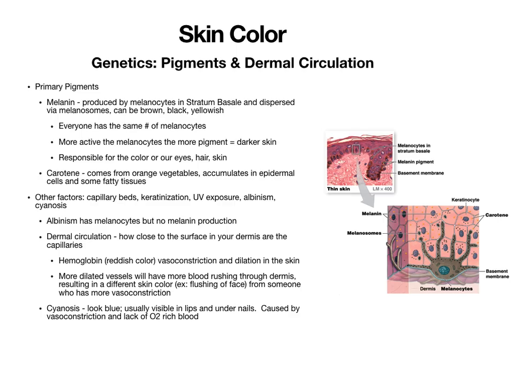Everyone, no matter what color their skin is, how light or how dark they are, has the same number of melanocytes. What makes it different from person to person is that some people have more active melanocytes than others. The more active those melanocytes are, the more pigment you're going to show, and therefore the darker your skin is going to be.